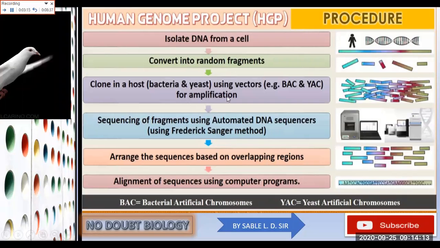Here two things are important. BAC means bacterial artificial chromosome, which we can make, and YAC means yeast artificial chromosome. Remember this, YAC and BAC.